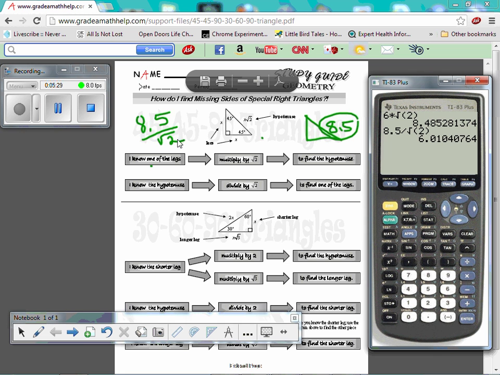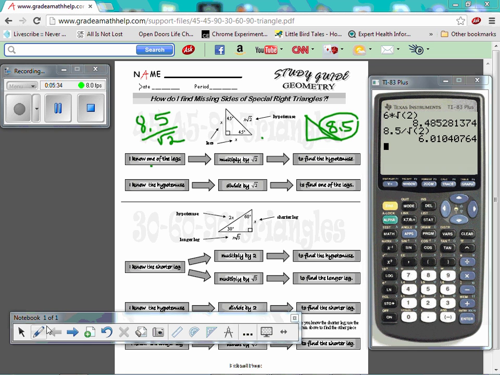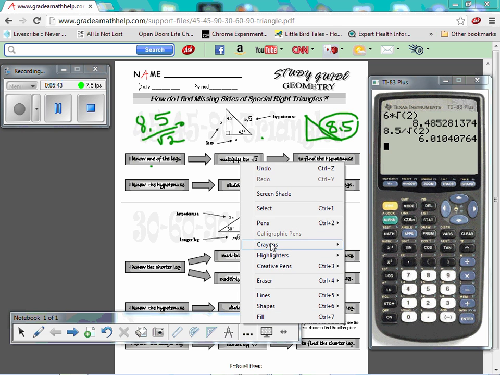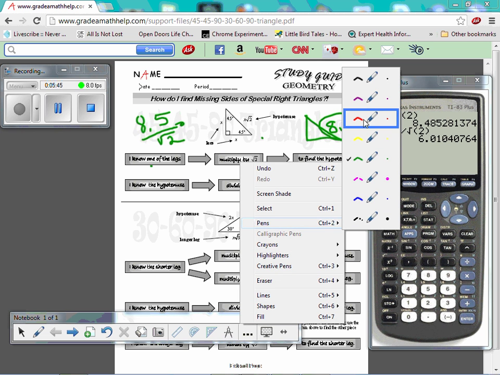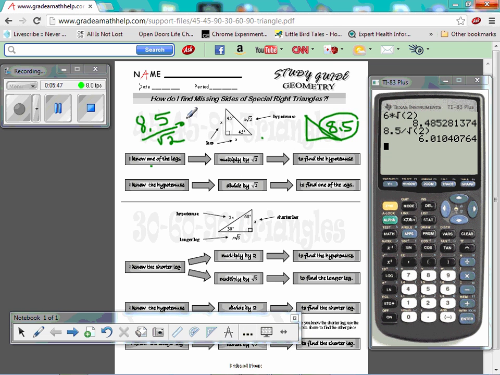Now, let's say you wanted to do it like I've shown you without the calculator. How would you divide by root 2? You want to get the root out of the denominator, right? So what we're going to have to do is simply multiply the top and bottom by root 2, right? So we have root 2 over root 2. My writing is a little off right now. So we want to do that. Why? Because we want the root to come out of the bottom.